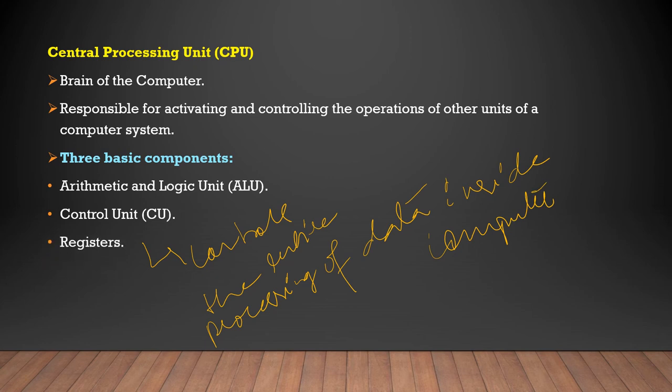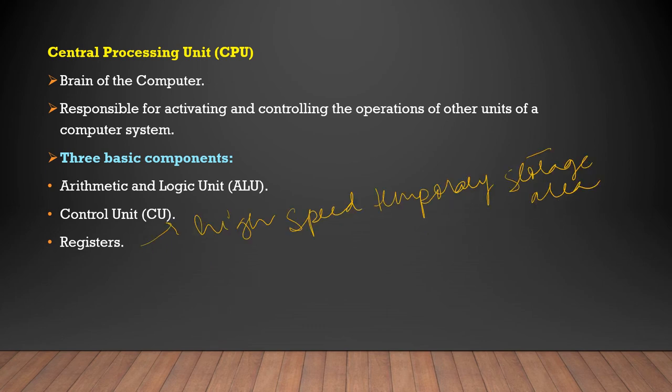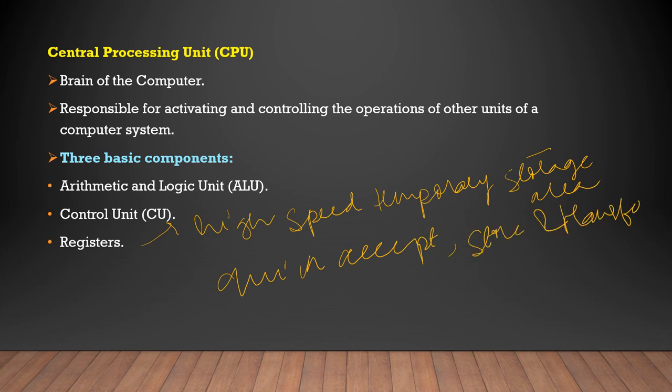Next is the registers. Registers are high speed temporary storage areas. Registers are used to quickly accept, store and transfer data and instructions that are being used immediately by the CPU.